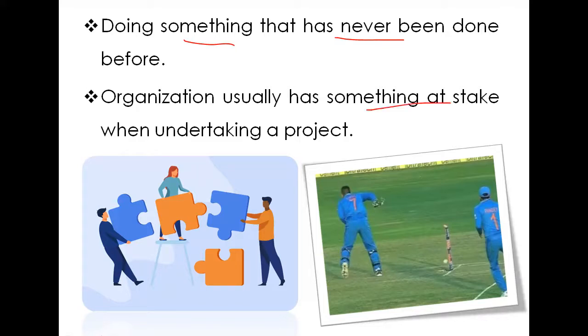An organization usually has something at stake when undertaking the project. The stakeholders may be inside the organization, such as employees, or shareholders, the end users or customers. So the organization usually has something at stake when undertaking a project. Their involvement is very important. Then only can the stakeholders lift that project at the right time and in the right way.